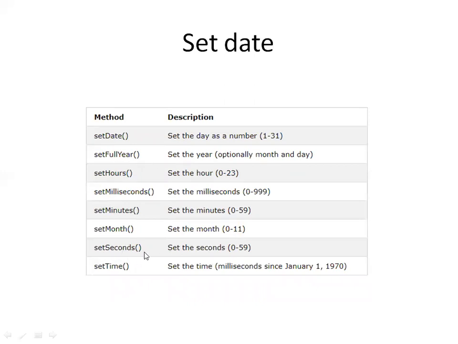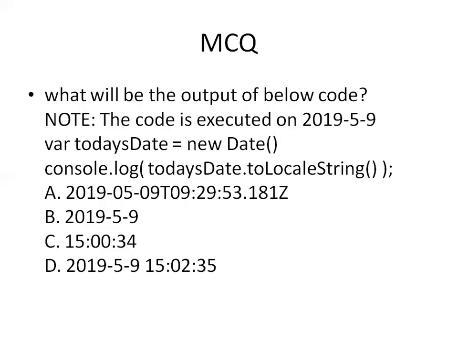Set seconds. It is used to set the seconds. The range is 0 to 59. Set time. Set the time in milliseconds since January 1, 1970. So let me see some MCQs related to date objects.